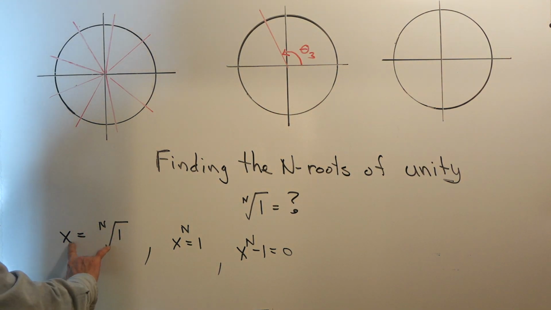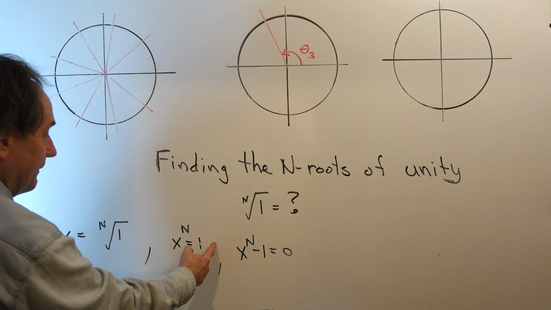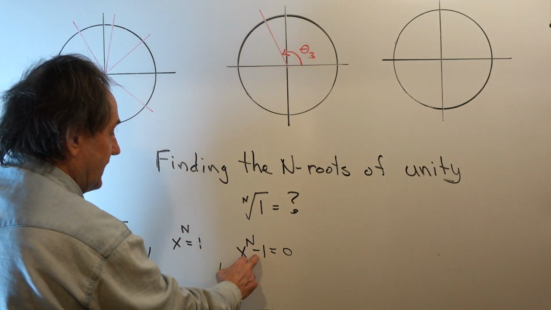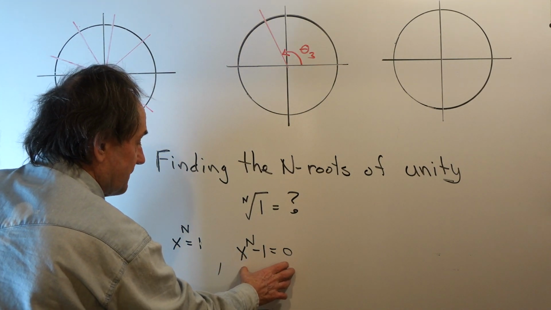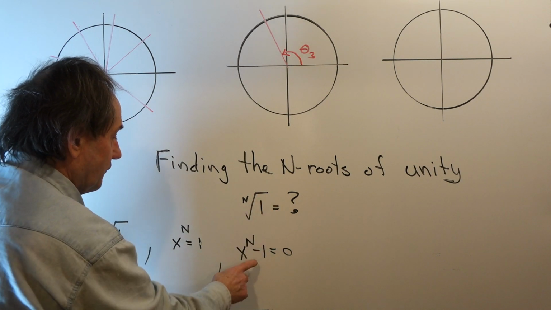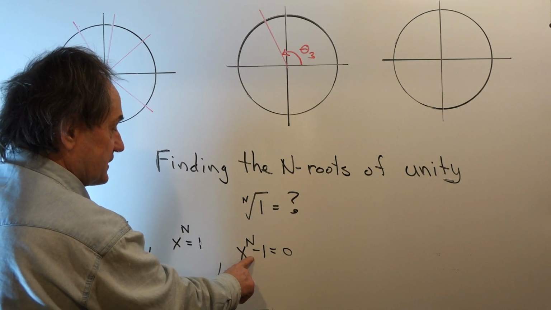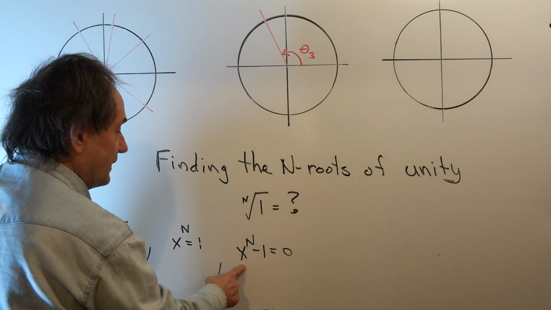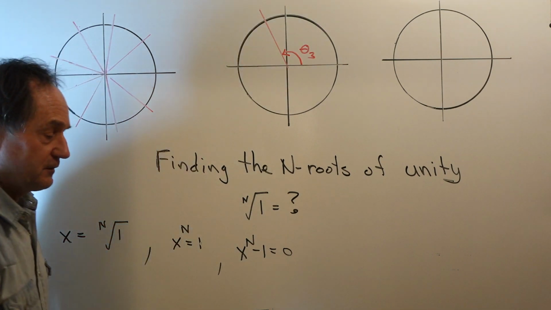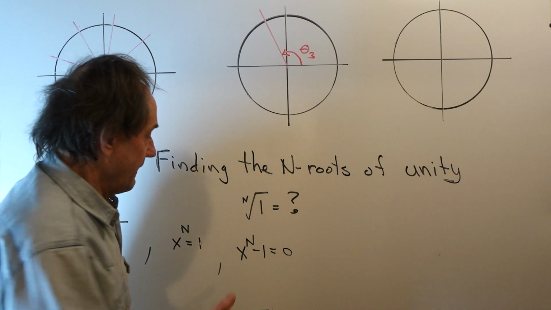And if we raise each side to the power n, then we have x to the n is equal to 1. Moving the 1 over, x to the n minus 1 equals 0. This is a polynomial representation of the nth root of 1. That is, we're going to be looking for those values of x which, when substituted into this polynomial equation, give us 0. Those values of x that make this vanish are called the roots of 1.